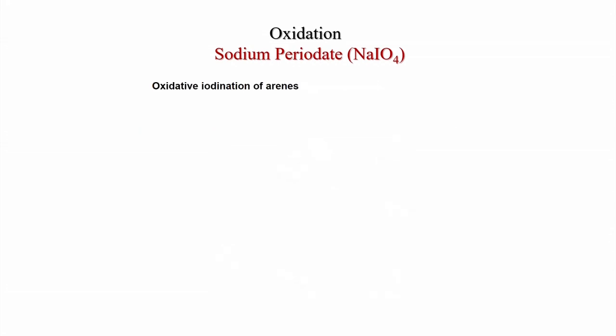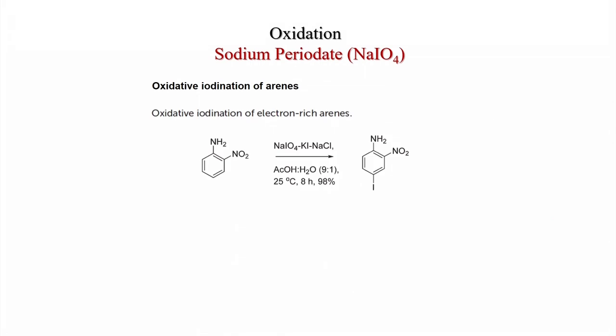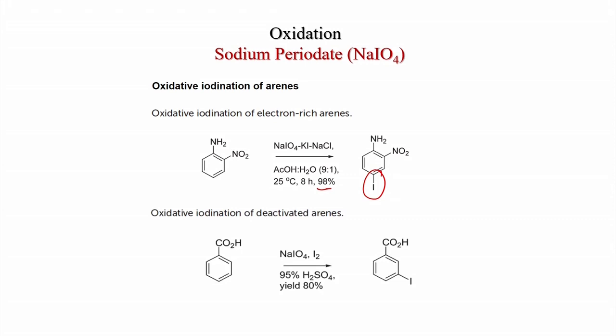Also oxidative iodination of arenes is possible, like this 2-nitroaniline when reacted with sodium periodate, potassium iodide, sodium chloride with acetic acid water 9:1, 25 degree centigrade, it gives 98% yield of the iodo derivative. So para of NH2 forms the iodo species. And now deactivated arenes can also be reacted with this species, sodium periodate, iodine, 95% H2SO4, and meta. So this is meta selectivity, this is para selectivity, because this is an electron deficient arene.